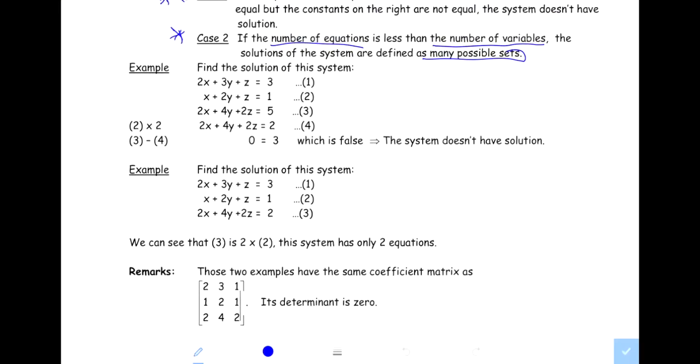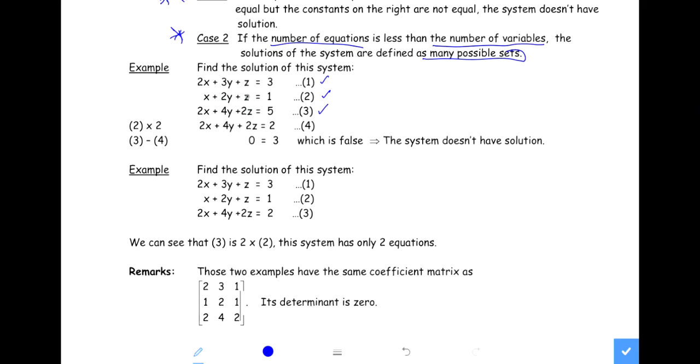Let's look at this one. If you want to find a solution of this system, you have equation 1, equation 2, and equation 3. You have three unknowns and three equations. But look at equations 2 and 3, with a good sense of observation. This one, x plus 2y plus z is equal to 1. If you look carefully, this is x, but that's 2x, 2 times. 2y, that's 2 times again. Z, that's 2z, 2 times again.